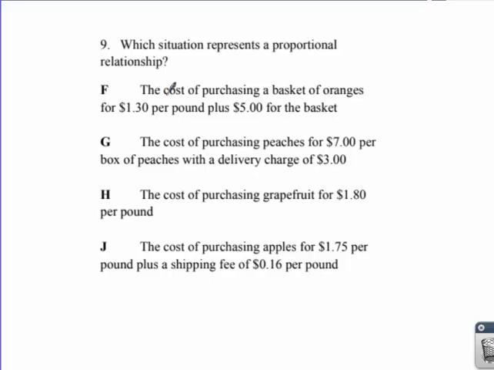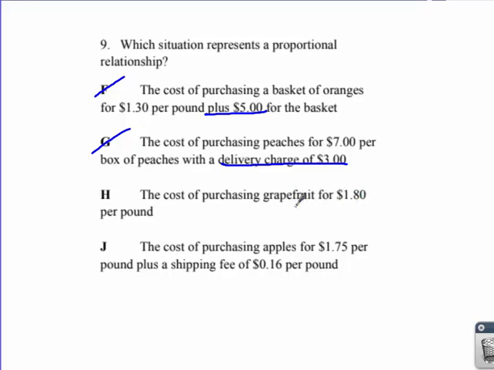So we look at F, the cost of purchasing a basket of oranges for $1.30 per pound plus $5 for the basket. So that right there rules this one out. It's not proportional because it's got the +5. The cost of purchasing peaches for $7 per box of peaches with a delivery charge of $3. So this delivery charge means I'm adding $3 to it. So that's not proportional.